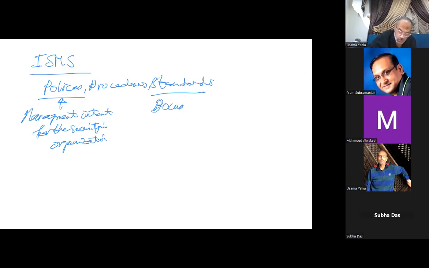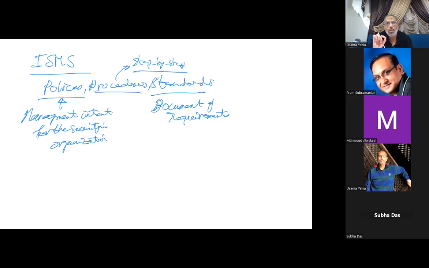The standards, we call them documents of requirements. These standards can be an internal standard for your organization or can be an external standard such as ISO 27001 or whatever. Procedures, step by step, step-by-step configuration for specific items. VPN, firewall, whatever. It will be step by step. These are the main components of ISMS.